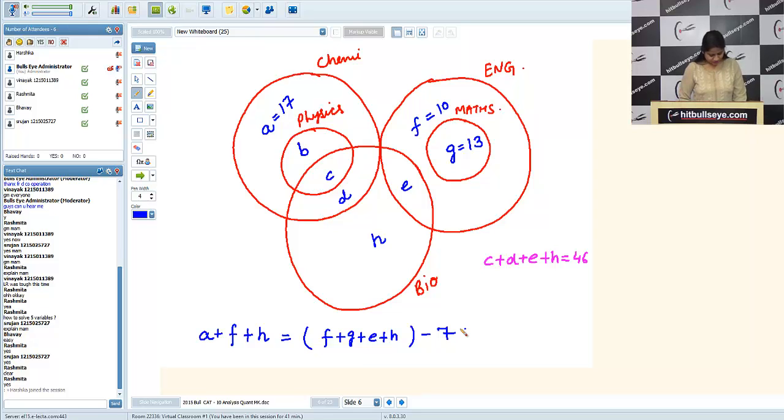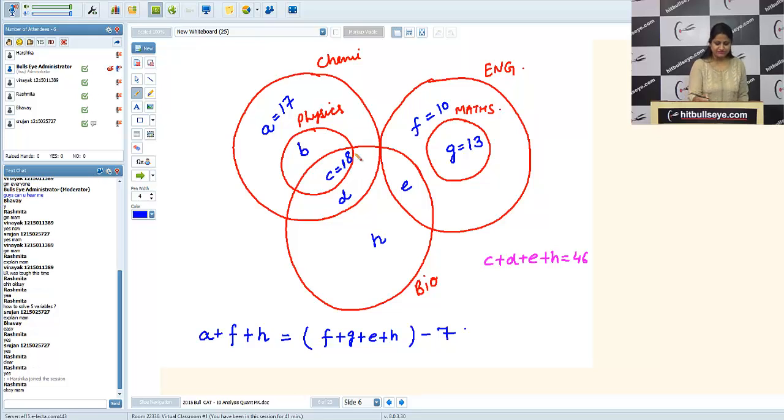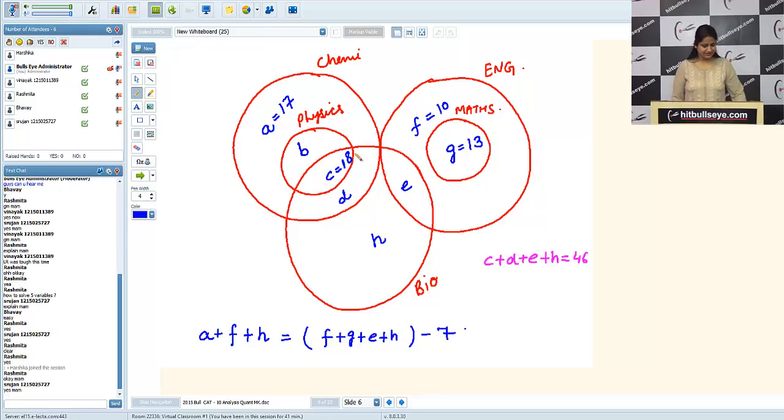The number of students who passed in 3 subjects is 18. Exactly 3 subjects we are talking about. If we take exactly 3 subjects, we can see this is only C, because for D that is lying in 2 circles. That's why we can take only C. So its value is given as 18. Is it okay, guys? C will be 18. Now by putting values you can solve it. Clear?